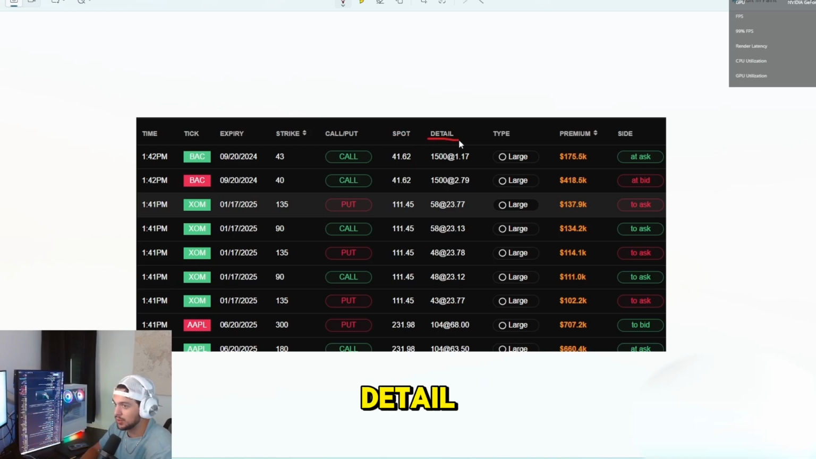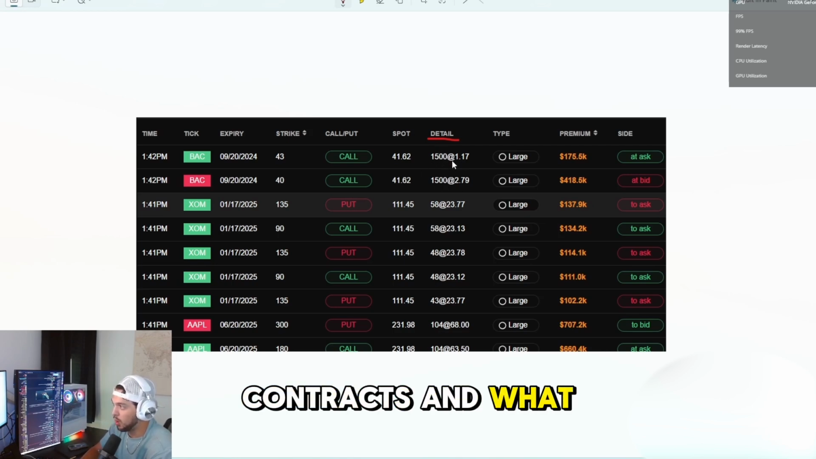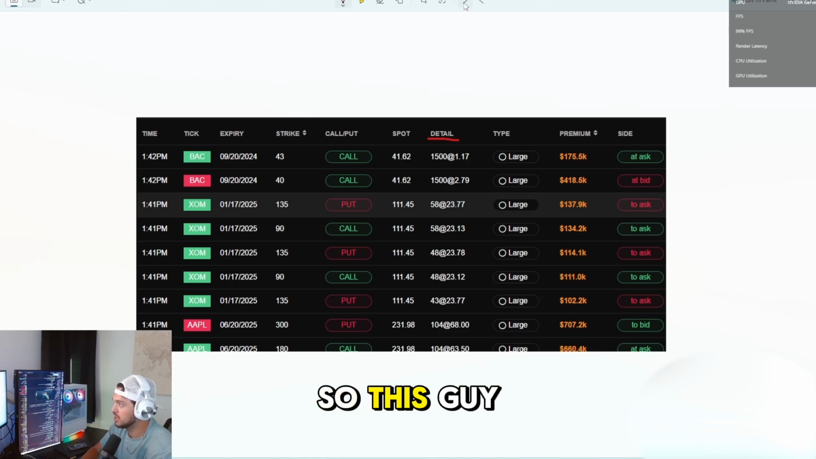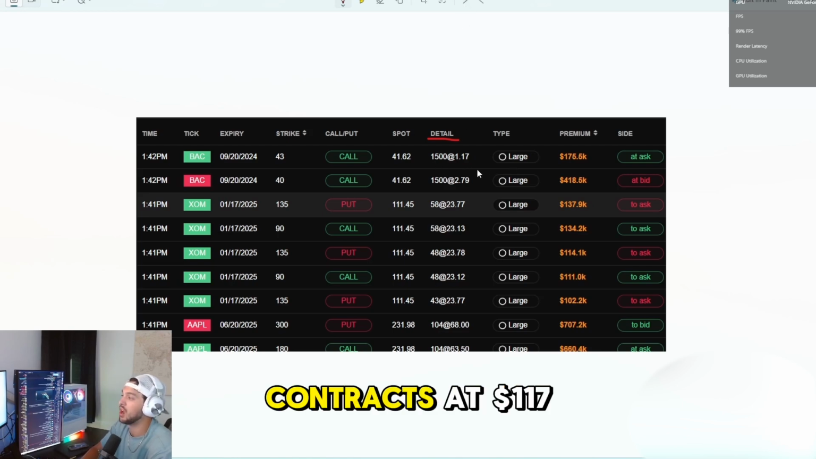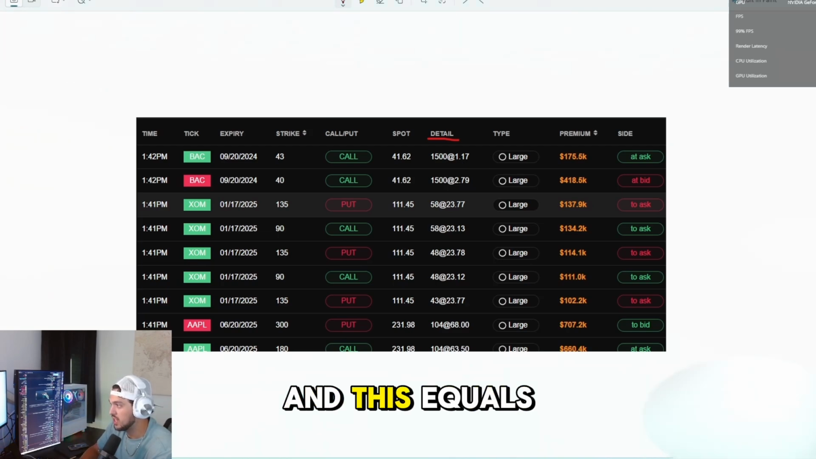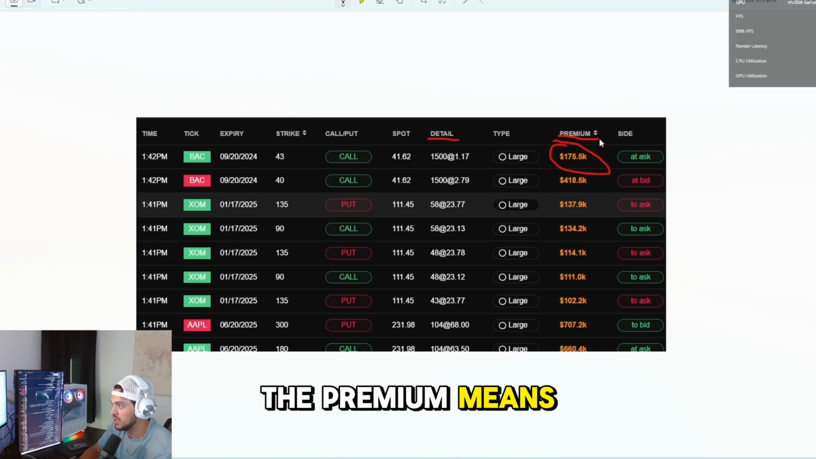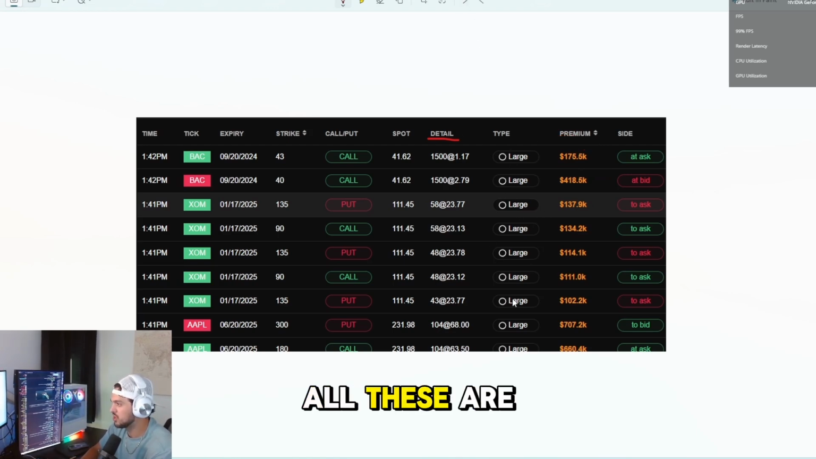And now the detail. The detail is the contracts they're buying, which is on the left side, how many contracts and what price they're buying it at. So this guy is buying 1,500 contracts at $117 a contract, and this equals out to be $175,000. The premium means how much money they're putting in. The type, so all these are large in this example. I'll do another one. All these are large. This just means a large buy order, right? This just means a large buy.